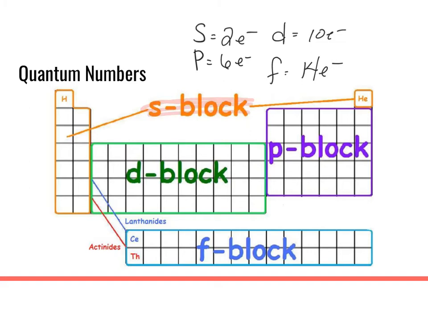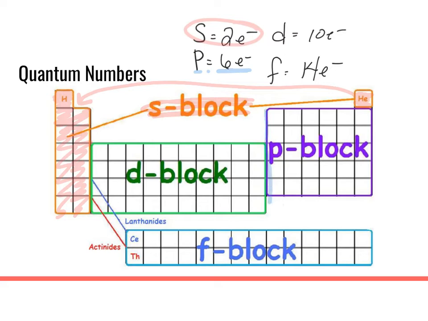So this actually makes quite a bit of sense, because when I look at my S block, notice the S block takes up 2 columns, and it also takes in the helium, because helium, if we put it in its right spot, would actually sit right there. So 2 columns, 2 electrons, so it makes sense why the S orbital can fit 2 electrons there.